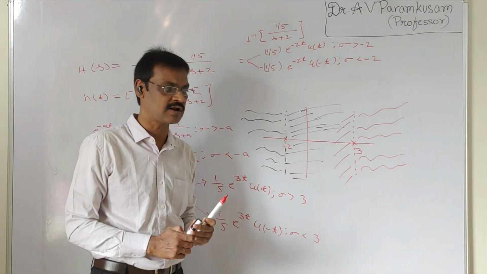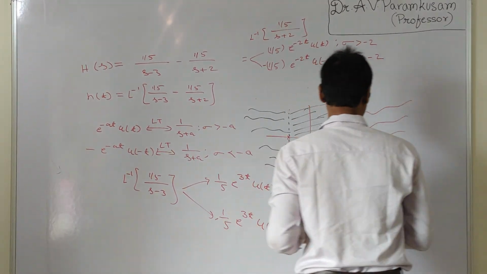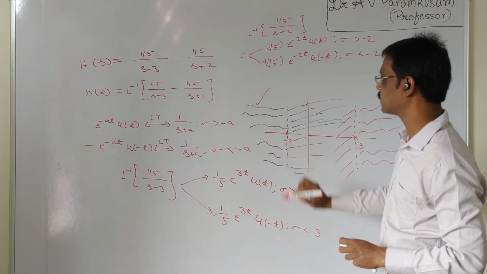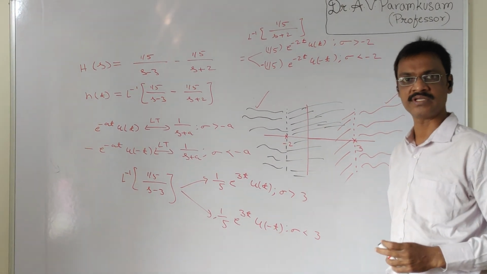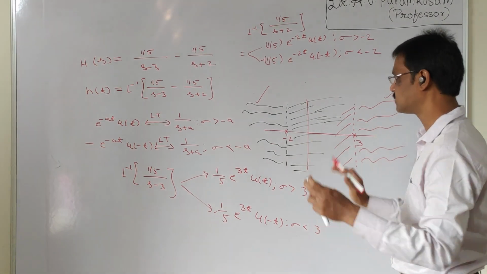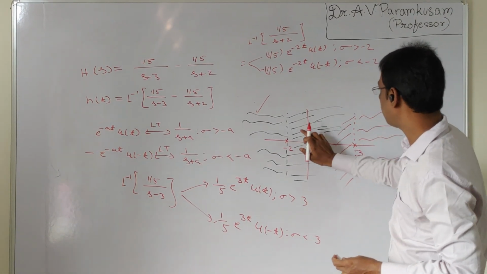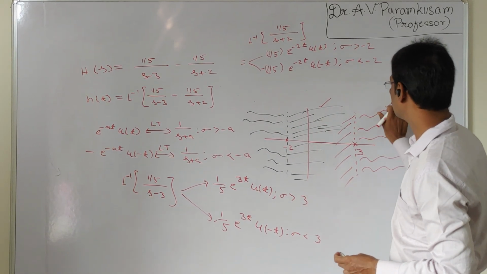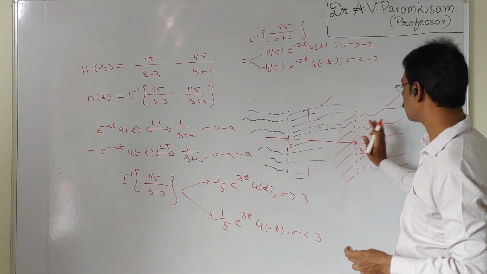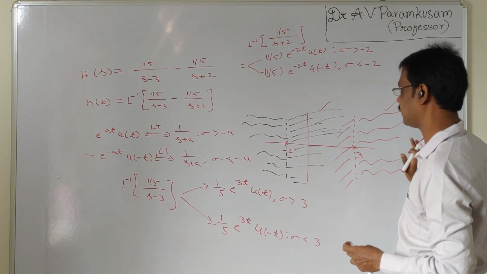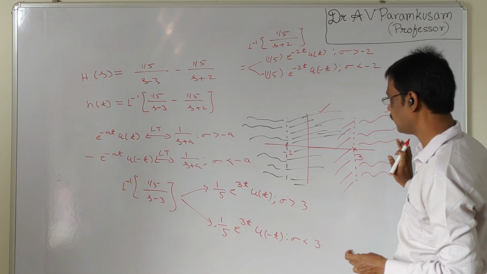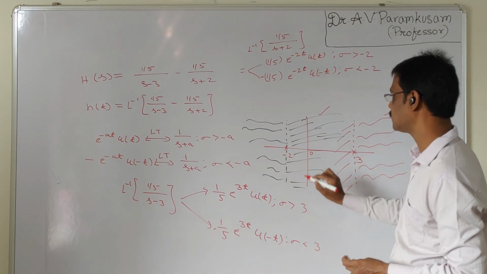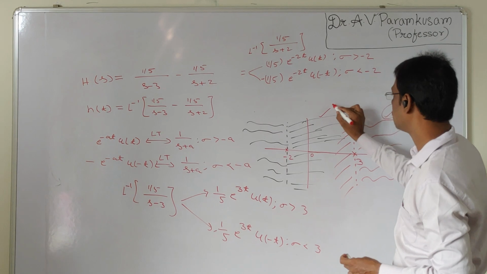This is neither causal nor stable. Suppose I consider these two cases, then there is no common ROC, so the Laplace transform does not exist. It is not working. If you consider the other two, the common ROC becomes sigma greater than 3, and it is not including the j omega axis. So it is working.